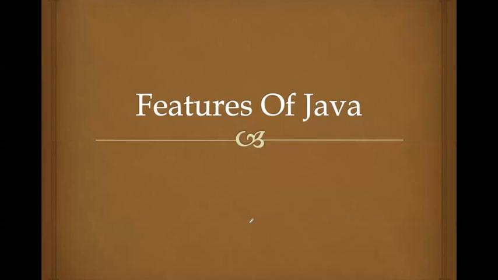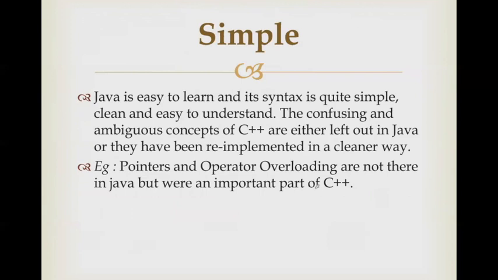And what are the features of Java? Before we move on to the features of Java, I want to spend some time on understanding why Java was developed over C++ or C. Because when Java was developed, C or C++ was the predominant language during that time. So because of these features, we can say that Java is preferable over C or C++.